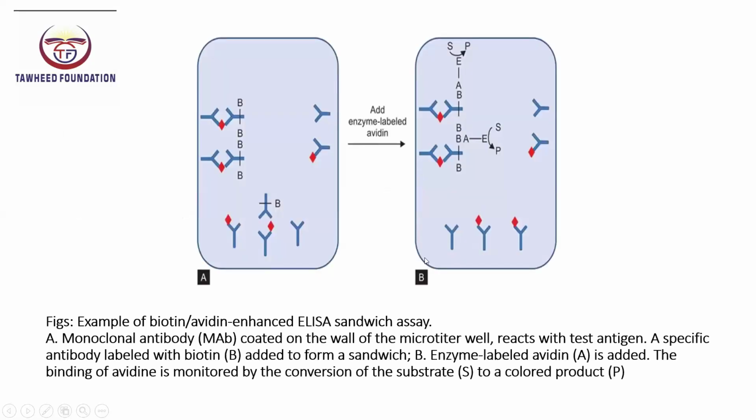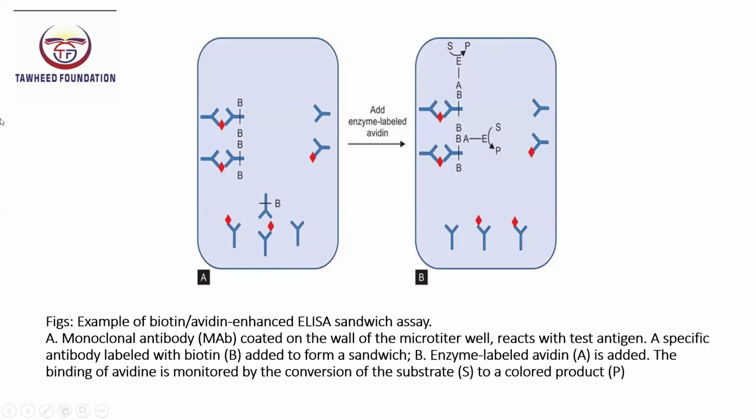So this diagram, biotin avidin enhanced ELISA sandwich assay, figure A and figure B. Figure A represents monoclonal antibody, that is MAB, coated on the well of the microtiter plate, reacts with test antigen, and a specific antibody labeled with biotin is added to form a sandwich. In figure B, enzyme labeled avidin is added. The binding of avidin is monitored by the conversion of the substrate to a colored product.